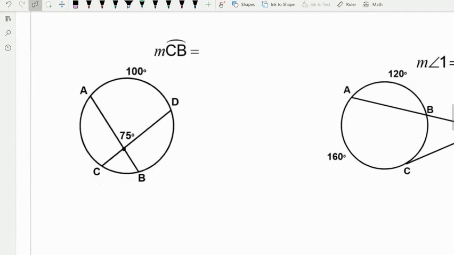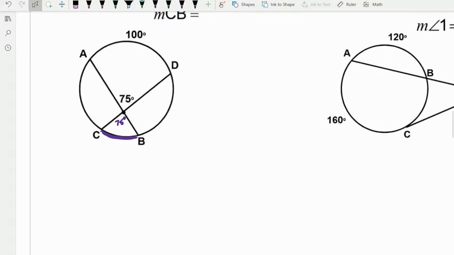All right, so this one I want to find the measure of arc CB. So I'm looking for the measure of this arc over here. Now I already have one of my angles. This angle here and this angle here are vertical angles, so those are congruent. So I can say that this one is also 75 degrees. Okay, so then I know the measure of my angle. What I don't know is the measure of this arc.